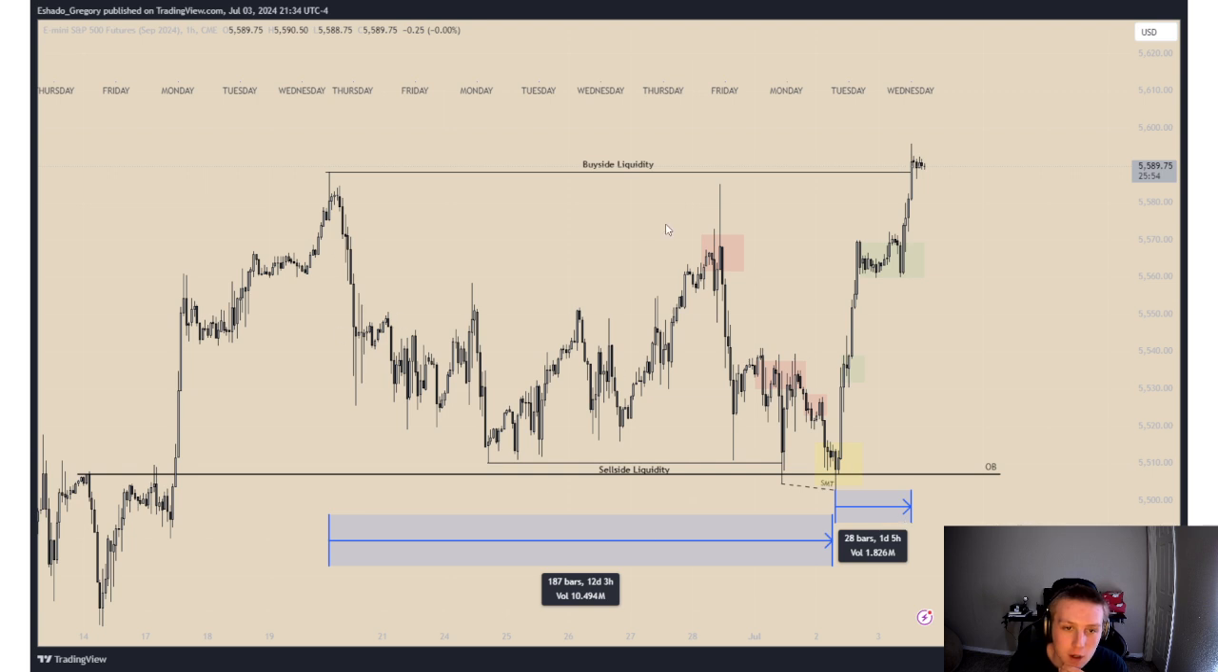And I'm kind of ignoring all of this price action. I'm viewing it as time distortion here. We're not really doing anything significant. We're not breaking out of this dealing range, not breaking out of this dealing range high or this dealing range low. We're just time distorting.